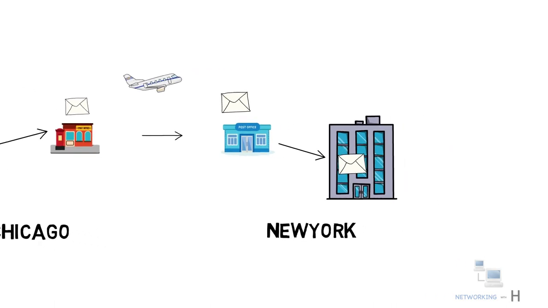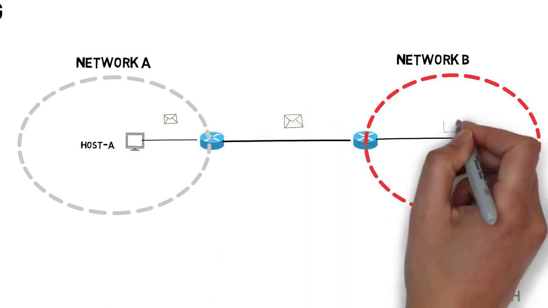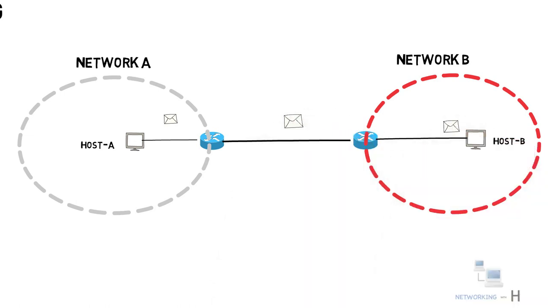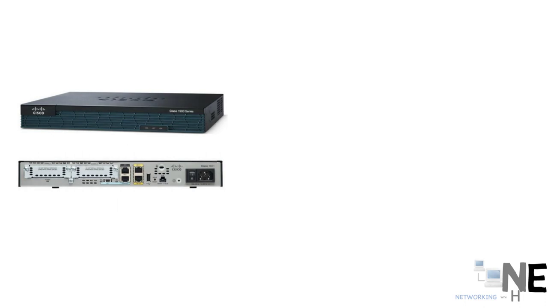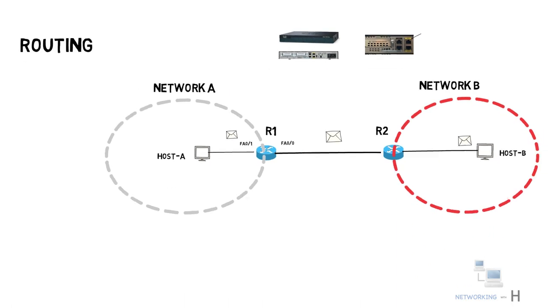Considering the post office example, the functionality of a router is similar to the post office. To understand how the router works, we need to understand the process of routing. Routing refers to the process of taking a packet from one host and sending it to another host on a different network. It is usually done by devices called routers. A router is a device that joins networks together and routes traffic between them. A router will have at least two ports, one physically connected to one network and the other physically connected to another network. A router can connect any number of networks together, providing it has dedicated ports for each network.